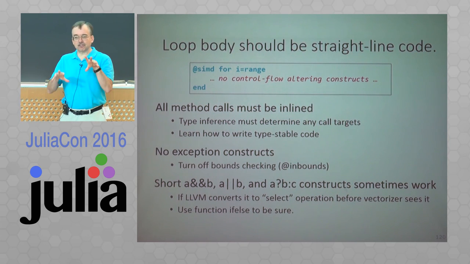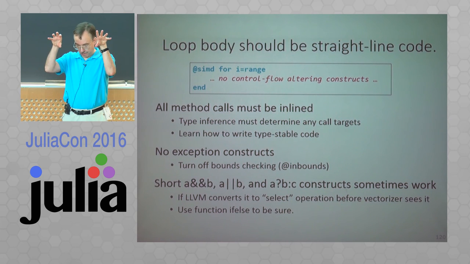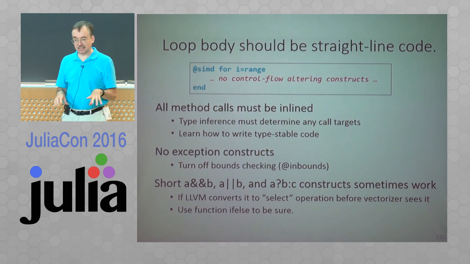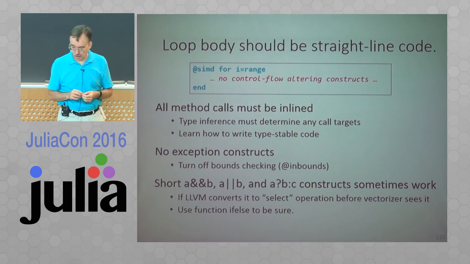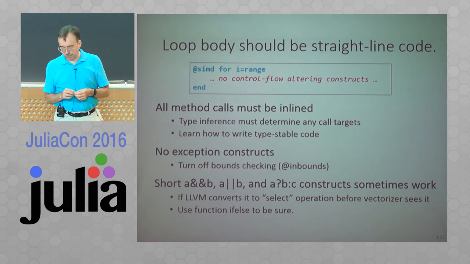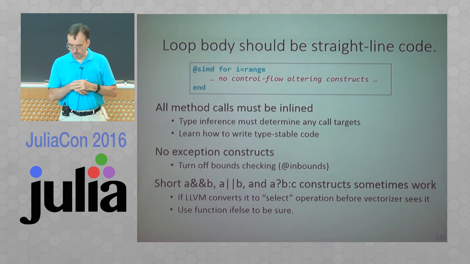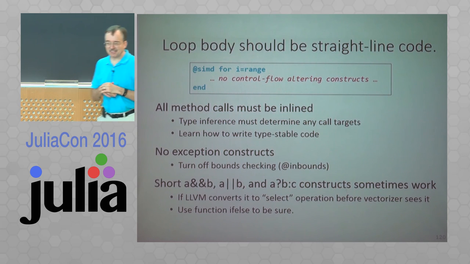So your code has to be type stable. The compiler has to be able to figure out, from the calling arguments to the function, the types of everything inside that loop if it's going to do the SIMD instructions. You have to turn off the bounds checking inside the loop with inbounds. And, okay, I said no branches.